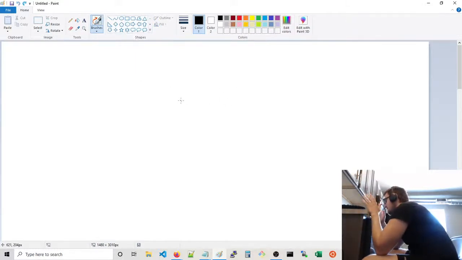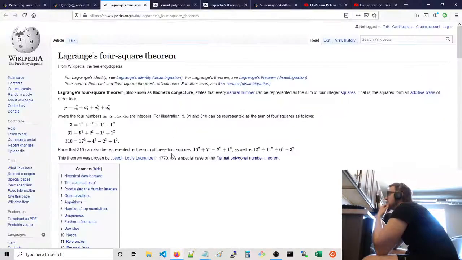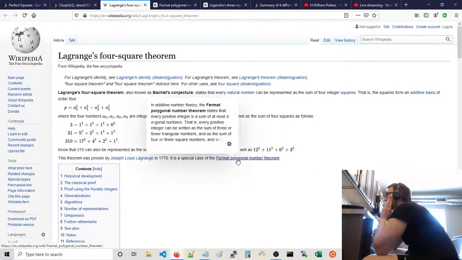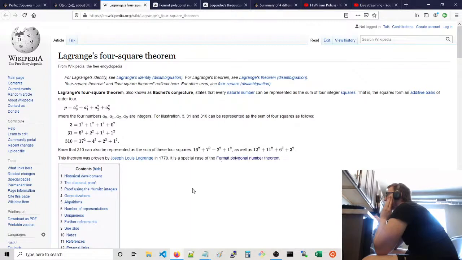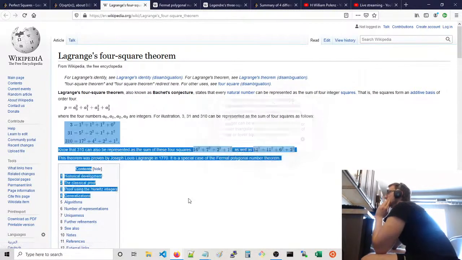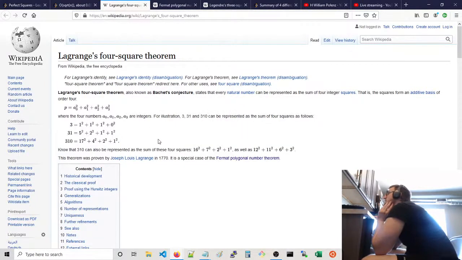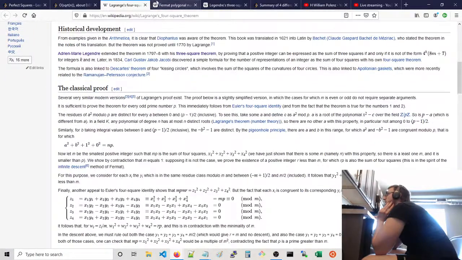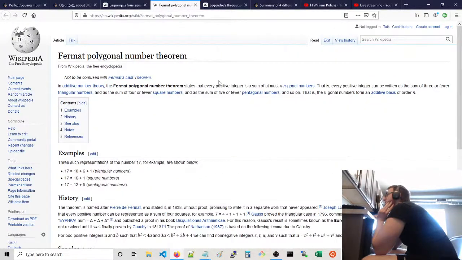4 perfect squares, you add them together, any number can be written as 4 perfect squares. Any natural number. That is crazy. That's wild, dude. And that's actually a special case of a more generic theorem. Polygonal numbers. Oh, that is just wild.